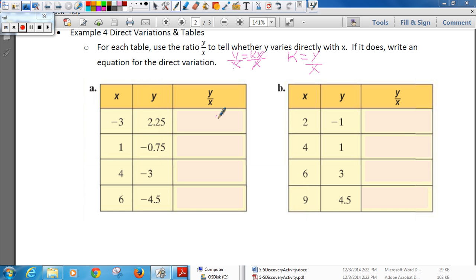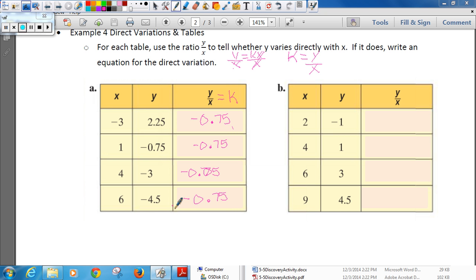Y divided by x, so you get negative 0.75. Negative 0.75 divided by 1 is negative 0.75. Negative 3 divided by 4, again, is negative 0.75. And our last one also is negative 0.75. So if I look here, our k, constant of variation, is all the same.